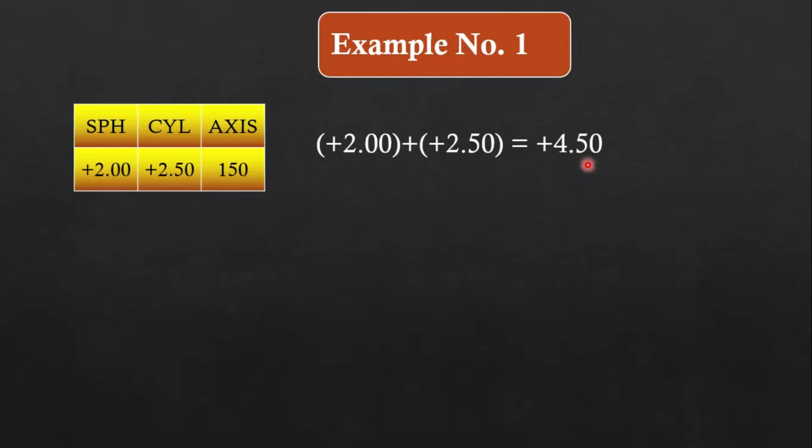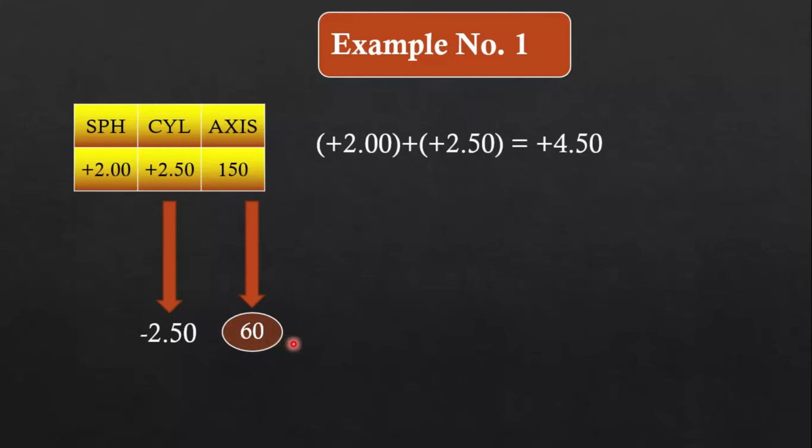For new cylindrical, we have to change the sign of cylindrical but not the value of cylindrical, and you will get the new cylindrical, and here the sign of cylindrical is plus and it will become minus, and the new cylindrical would be minus 2.50 diopter cylindrical. And for new axis, we have to add the value of 90 to the axis value of 150. Friends, after adding 90 to the axis value of 150, you will get the new axis value, that would be 240. Do you think that we have done the part of axis?